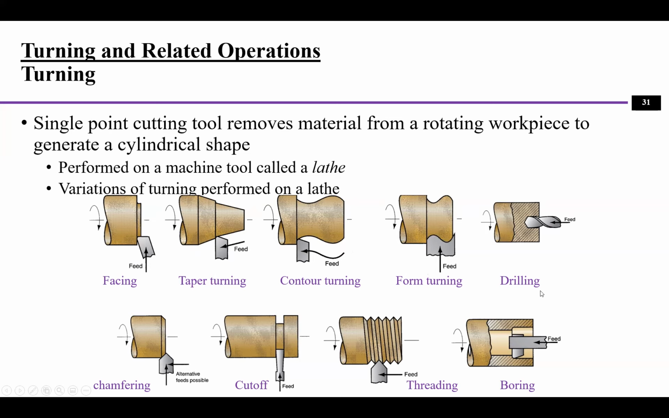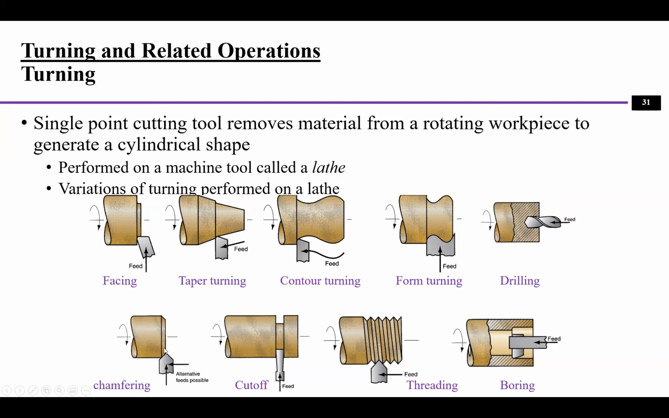And of course, you can do drilling as well. In turning, the workpiece typically is round, and by rotating the spindle, it spins, and then it will create a round shape of the part.